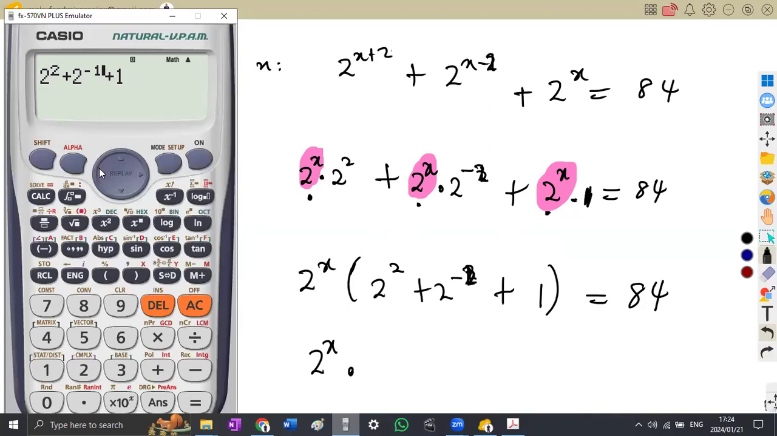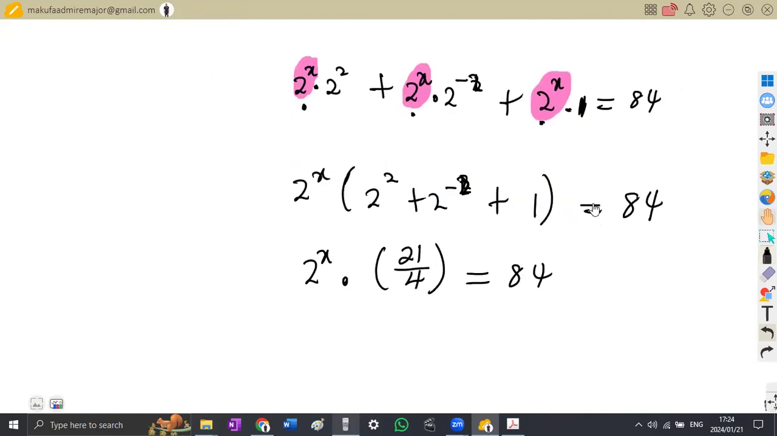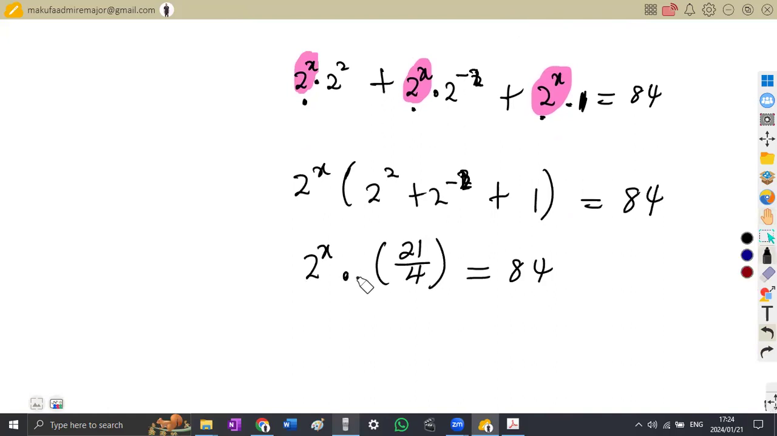Let us just correct here and put a negative 2. Even if you're not going to have exact values, this is going to give us 21 over 4. So this is times 21 over 4, which is equivalent to 84. At this stage, we can see that this is multiplying.